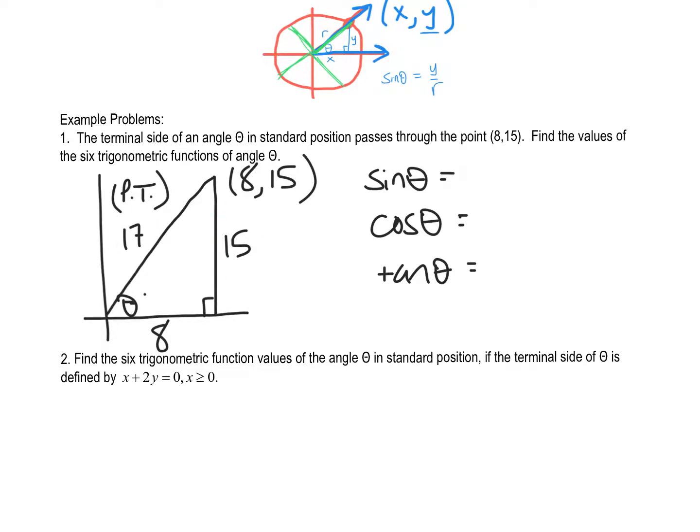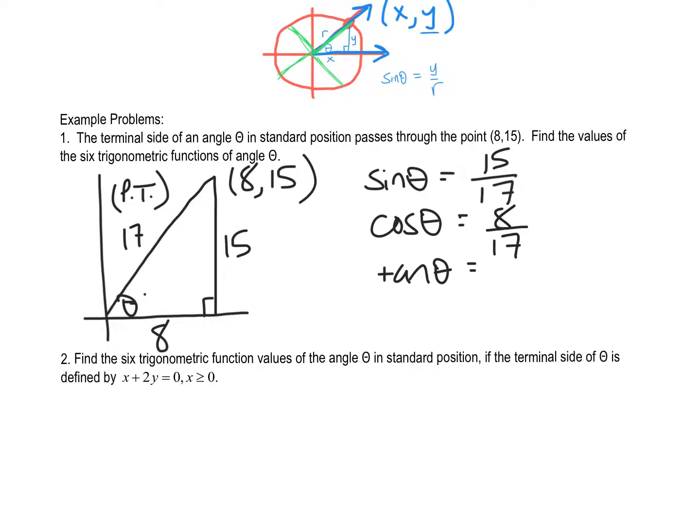So 15 over 17. And yes, it is the same thing as opposite over hypotenuse. I'm just trying to be a little bit more formal in my lingo now that I am in honors trig, okay? Cosine, adjacent over hypotenuse, aka the x value over the radius. So that is 8 over 17.